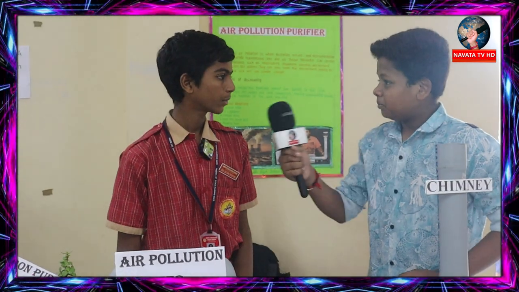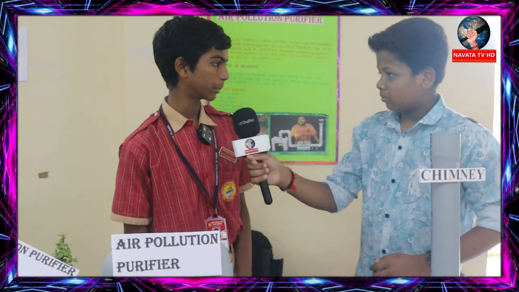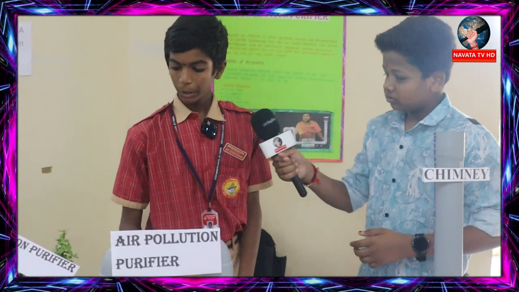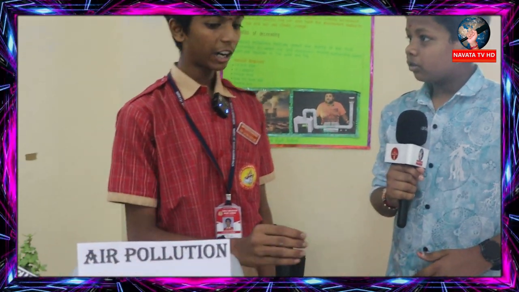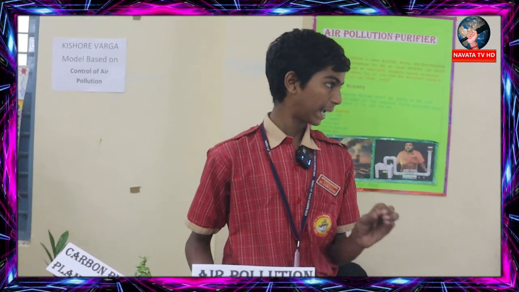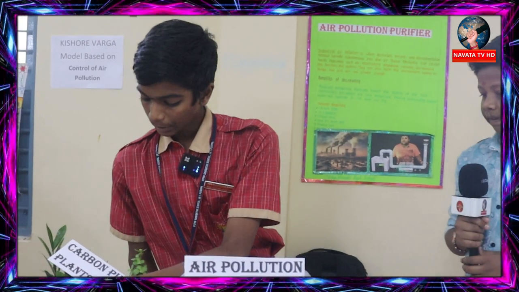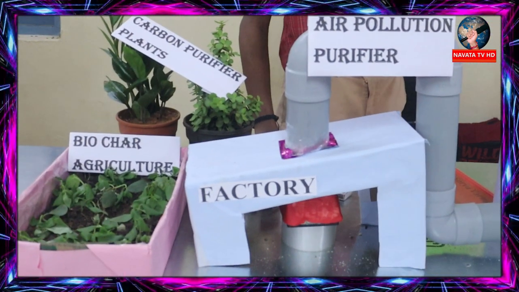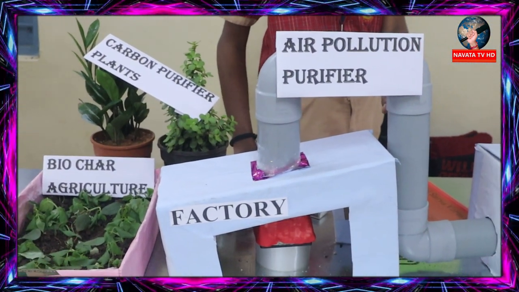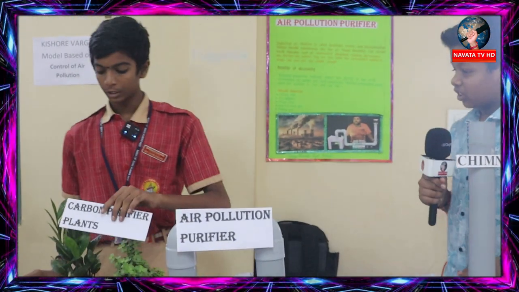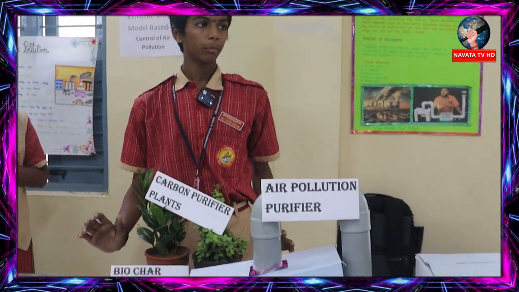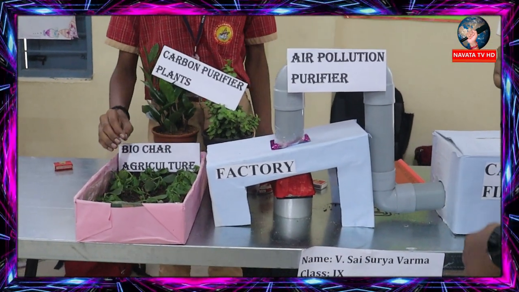So tell me, what is your name? Namaste, my name is V. Sai Shri Verma. What is your project? My project is on the theme of control of air pollution. We have developed 3 projects in this: carbon plants to reduce pollution with plants at home, biochar agriculture, and an air pollution purifier for factories. So first, how does it work? First I want to explain about biochar agriculture: burning of agricultural pasture.